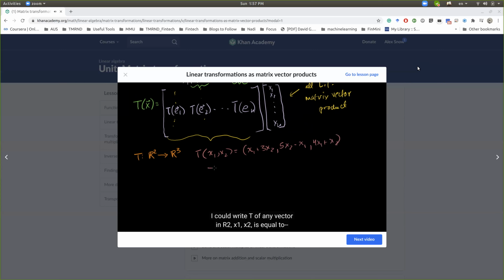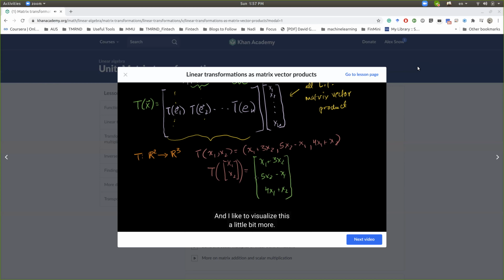I could write T of any vector in R2, (x1, x2), is equal to, maybe this is redundant, but I think you get the idea. I like this notation better: x1 plus 3x2, 5x2 minus x1, and then 4x1 plus x2. This statement and the one I just wrote are equivalent, and I like to visualize this a little bit more.